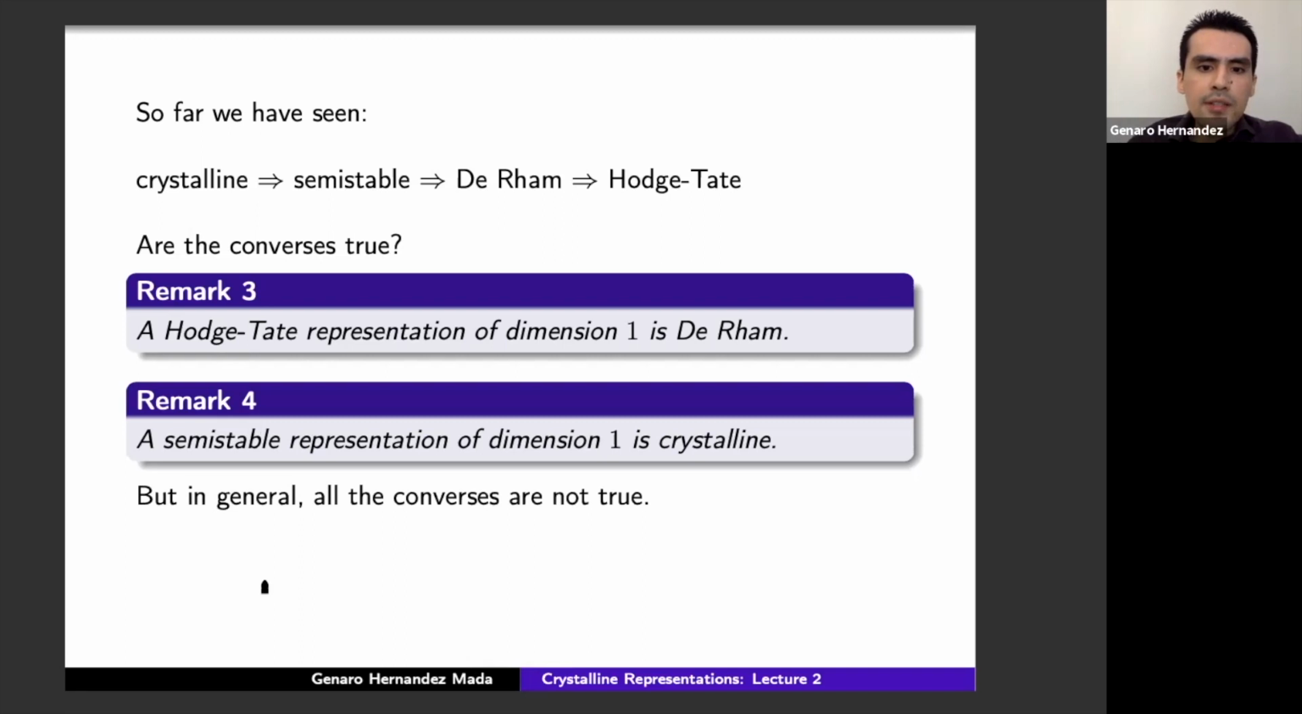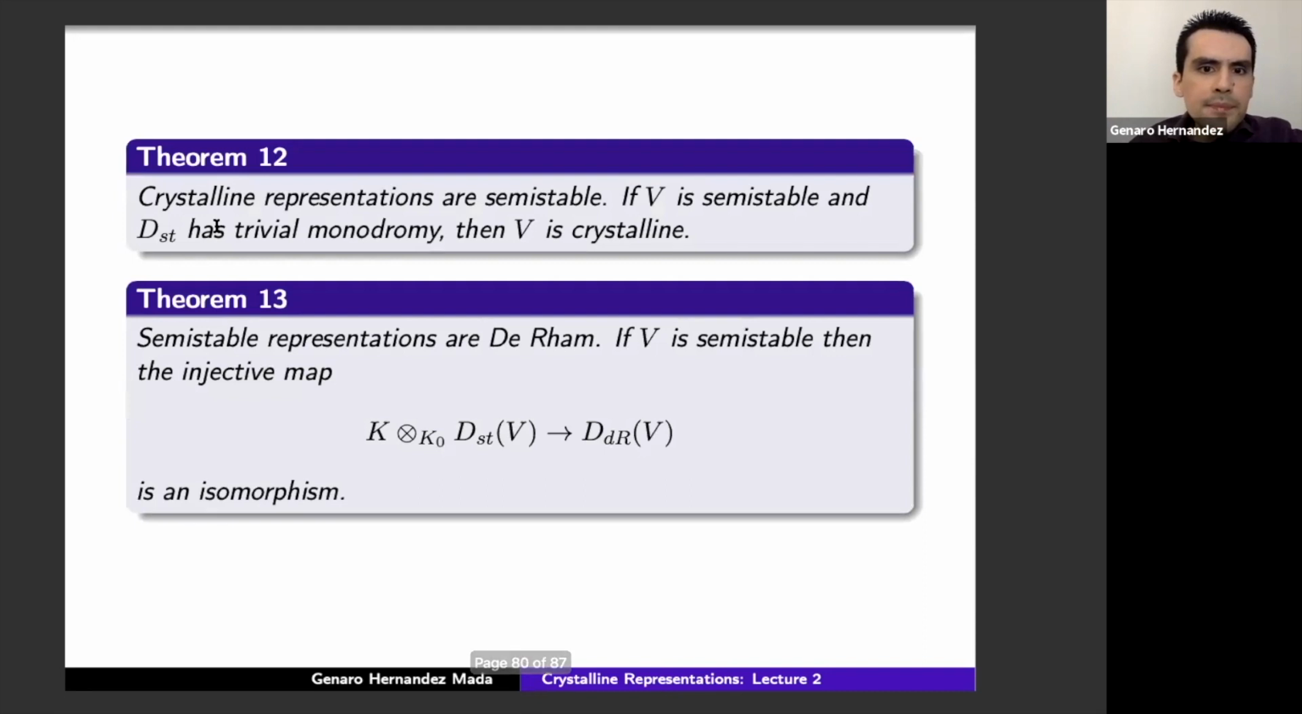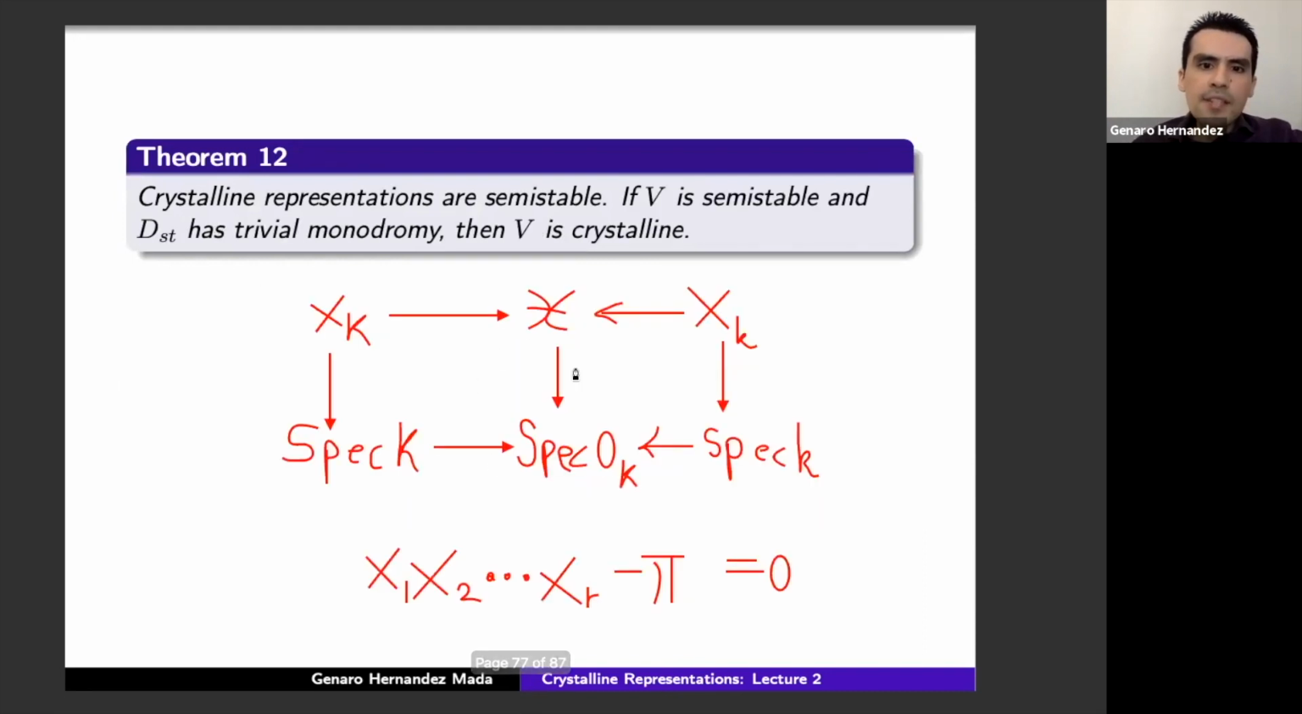But in general, all the converses are not true. We can always find an example of Hodge-Tate that is not de Rham, de Rham that is not semi-stable, a semi-stable that is not crystalline. I think we will see that in the next lecture. We will see the examples of this, and we will also see the geometry that is behind it, and that this actually has to do a lot with Jaime's course. More or less, because he was talking about this geometric situation in which you have, how's it called, mixed Hodge structures, right?